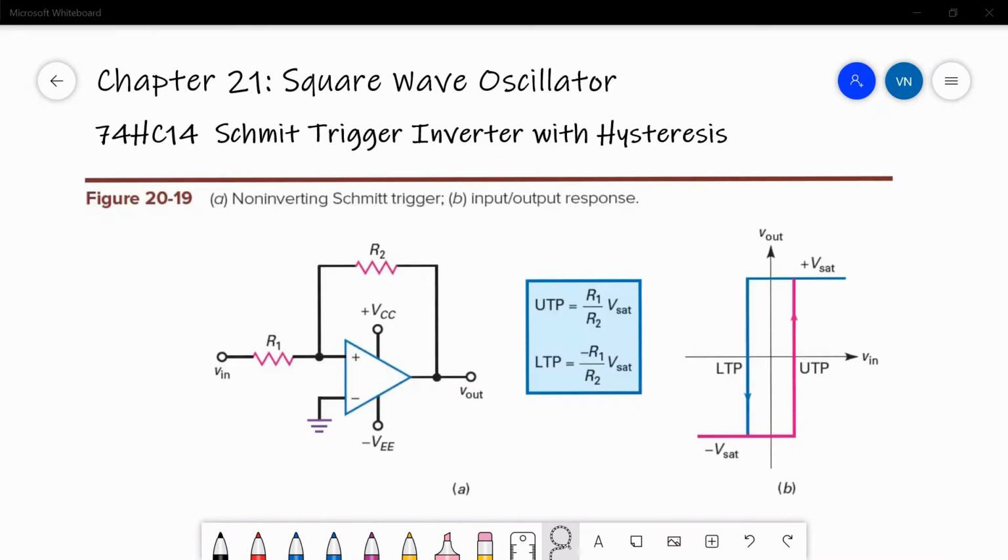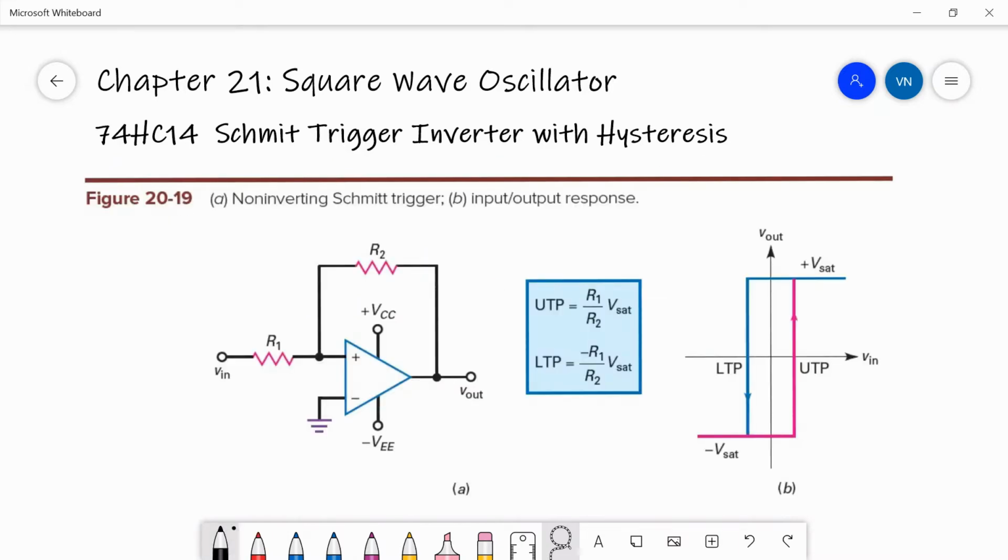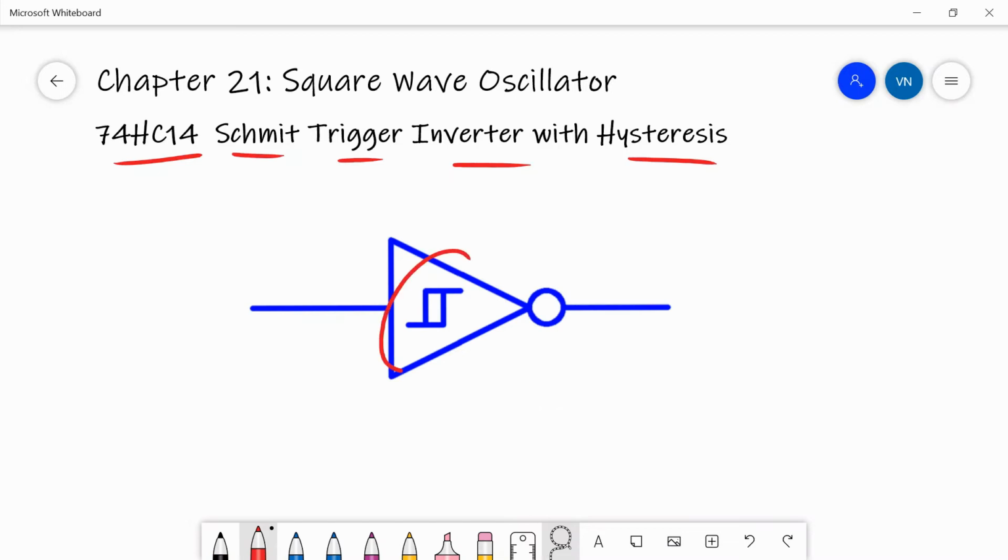Let's go back to figure 20-19, which is a non-inverting Schmitt trigger. You can see that the hysteresis curve is the one here where you've got the upper and lower trip point, and the output either swings up to VSAT completely or it swings down to minus VSAT. So this symbol generated by the hysteresis curve is the one that we see in the center of the 74HC14 inverter.